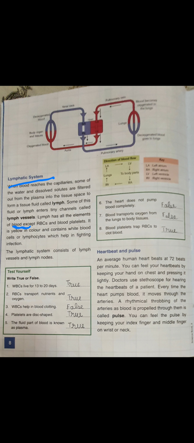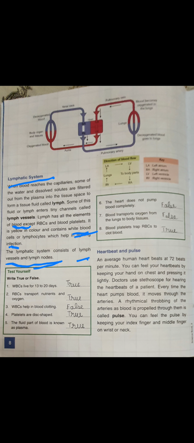Lymph has all the elements of blood except RBC and blood platelets. It is yellow in color and contains white blood cells or lymphocytes which help in fighting infection. As you know, the WBC or white blood cells help to prevent you from getting any kind of infection. So the lymphatic system consists of lymph vessels and lymph nodes.